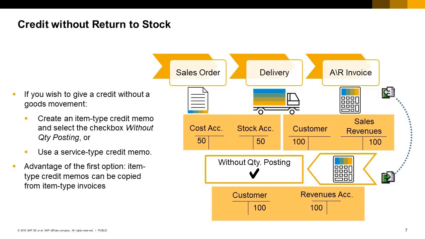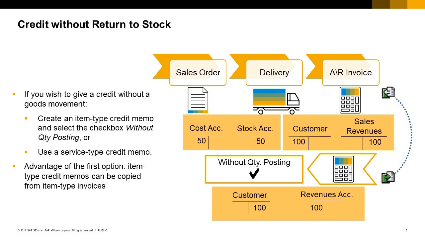As we just saw, an item type credit memo normally returns items to stock as well as gives a credit for the items. If you wish to give a credit, but not create a goods movement, you have two choices. You can create an item type credit memo and select the checkbox without quantity posting on the item row, or you can use a service type credit memo.